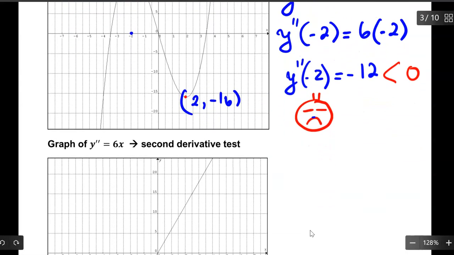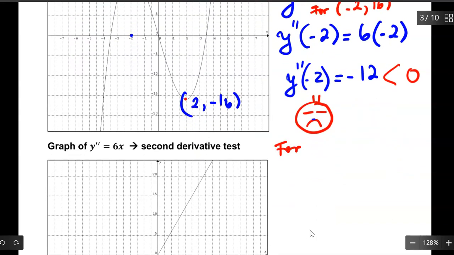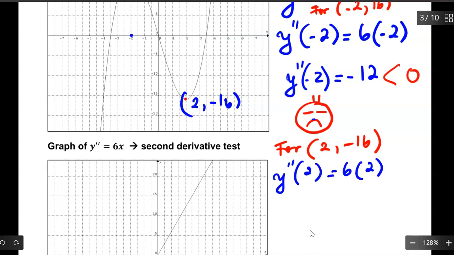Now, so we go to the next point. Okay, so I should label here the point negative 2 and 16. Now for the point 2 and negative 16, y double prime evaluated at 2 will be equal to 6 times 2, which is equal to positive 12, which is greater than 0.